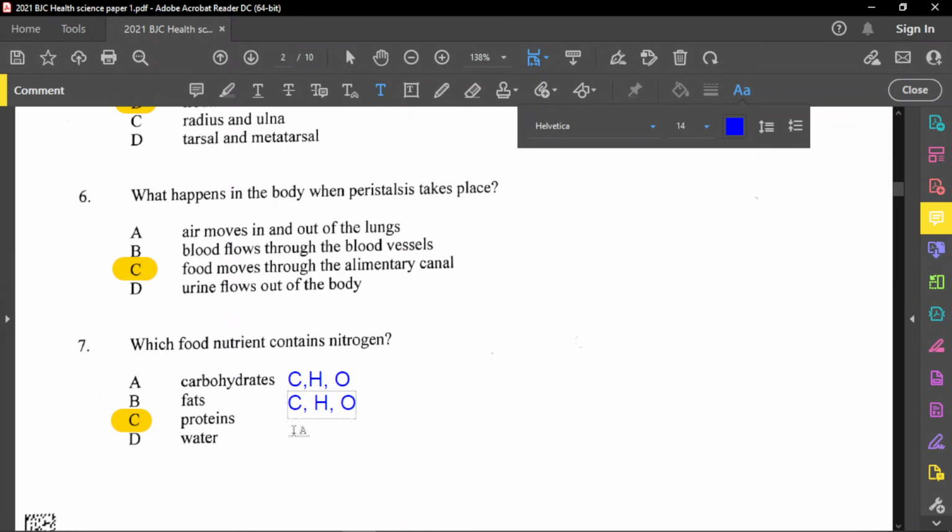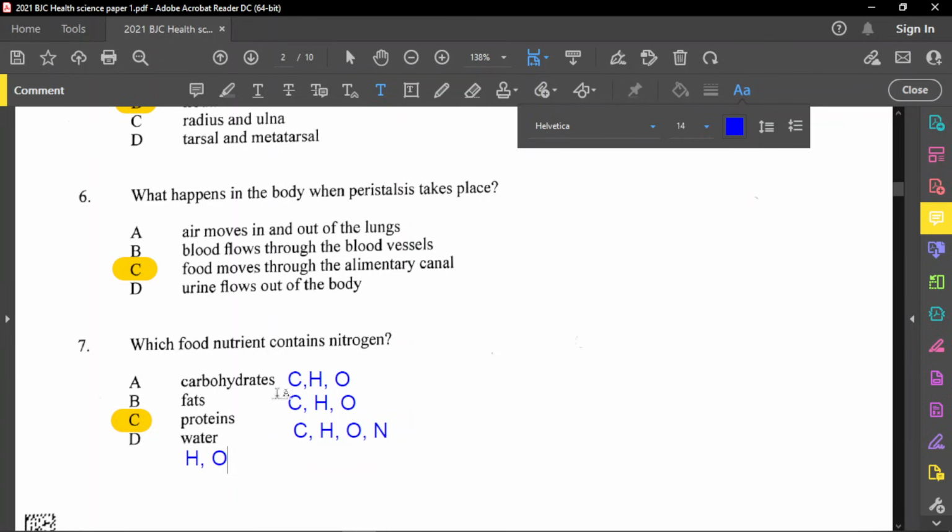For proteins, there are 4 elements that you should know are present: C, H, O, and N. C is for carbon, hydrogen, oxygen, and N is for nitrogen. For water, let's put water at the bottom here. Water is just H and O, which is H2O. Remember the formula for water? H2O. So proteins is our answer: C, H, O, and N. There are sometimes some other elements there, but please remember these 4. If you do not remember anything else, make sure you know that there are 4 elements in proteins.